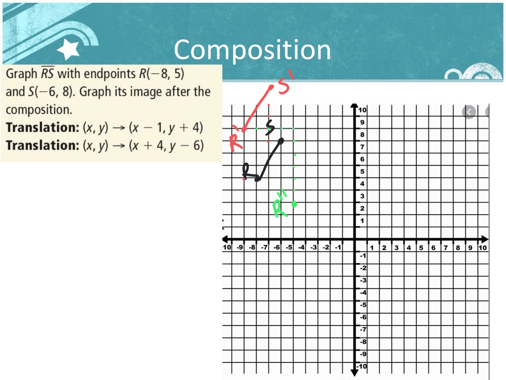And let's do the same thing with the S. We're going to move 4 units to the right. 1, 2, 3, 4. And we're going to move 6 units down. 1, 2, 3, 4, 5, 6. S double prime. That's how we get from the original, which is the black, to the first prime, which is the red, to the third prime, which is the green.